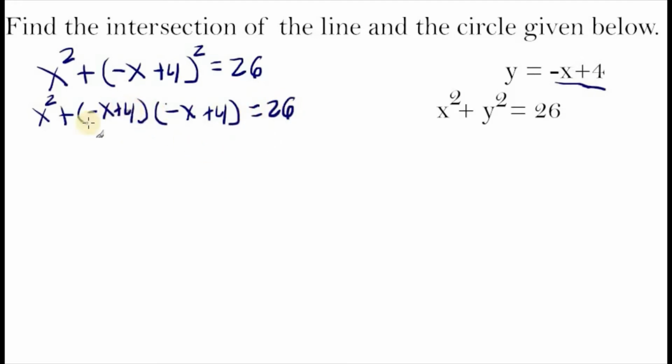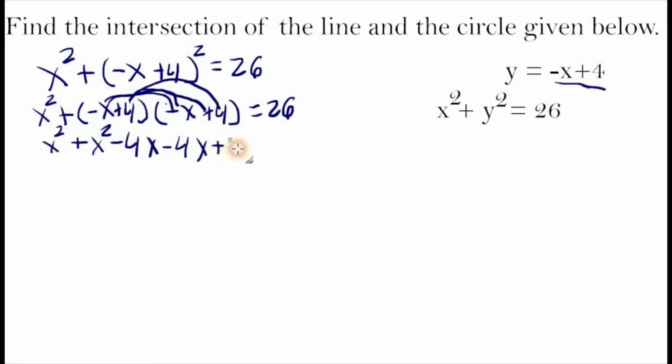Now we can use the FOIL method to reduce this to x squared plus FOIL is front, and that is a negative x times negative x will become a positive x squared. O for outer, you're going to get negative 4x. I will be negative 4x. L is last, and you're going to get positive 16 is equal to, and just going to drop this down, 26.